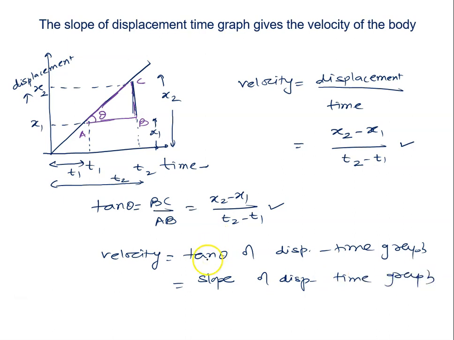Okay. So if there is a graph between distance and time, then what is the slope? Slope is the speed. If the graph is between displacement and time, then what is the slope? Slope is the velocity.